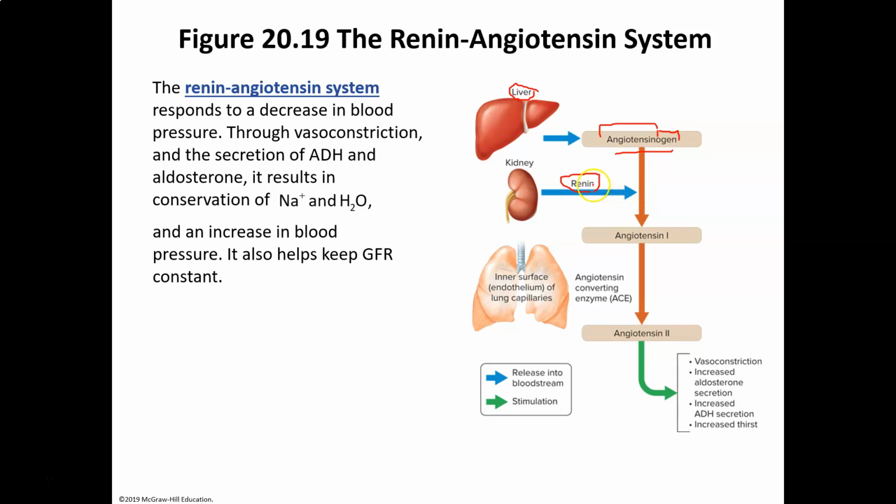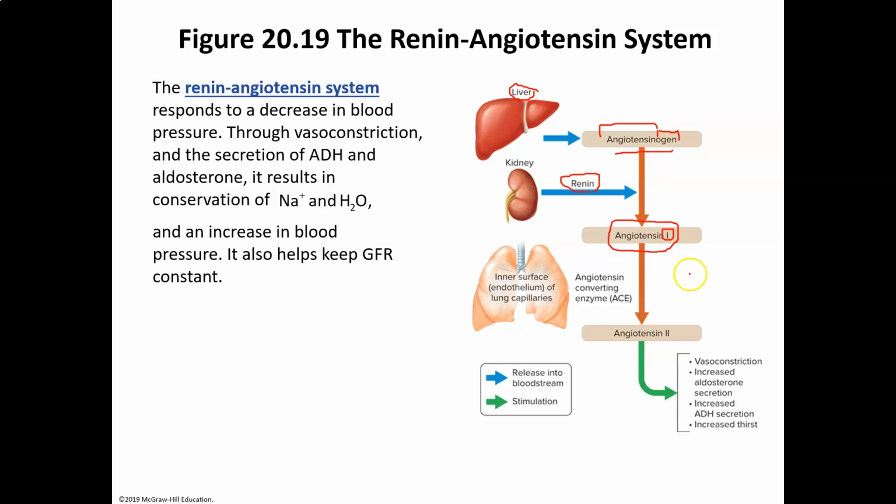Now I know it's not called reninase. You might wish it were, but it's called renin. It's an enzyme. What it's going to do is cleave off a portion of angiotensinogen. It's going to make it active. The active form is called angiotensin, of course. But in this case, it only makes angiotensin 1. Angiotensin 1 is not very active. It doesn't really do much of anything.